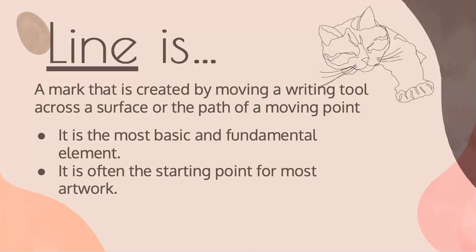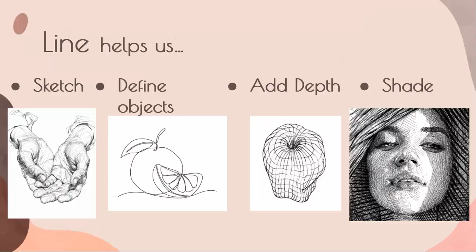Line is a mark that is created by a moving writing tool or another pointed object across a surface, or the path of a moving point. It is the most basic and fundamental element. It is often the starting point for most artwork. Line helps us sketch, define objects, add dimension or volume to our work, and it also assists us with shading and making things look more three-dimensional.